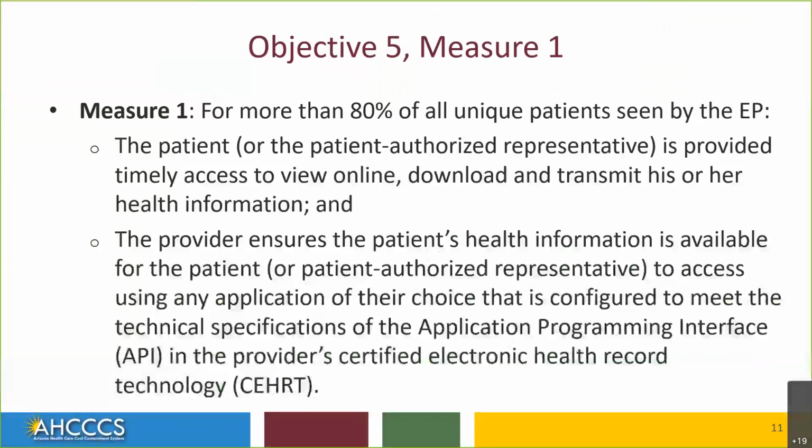So we're going to be covering first Objective 5, Measure 1. For more than 80% of all unique patients seen by the EP, the patient is provided timely access to view online, download, and transmit his or her health information. And the provider ensures the patient's health information is available for the patient to access using any application of their choice that is configured to meet the technical specifications of the application programming interface, referred to as API, and the provider's CERT.